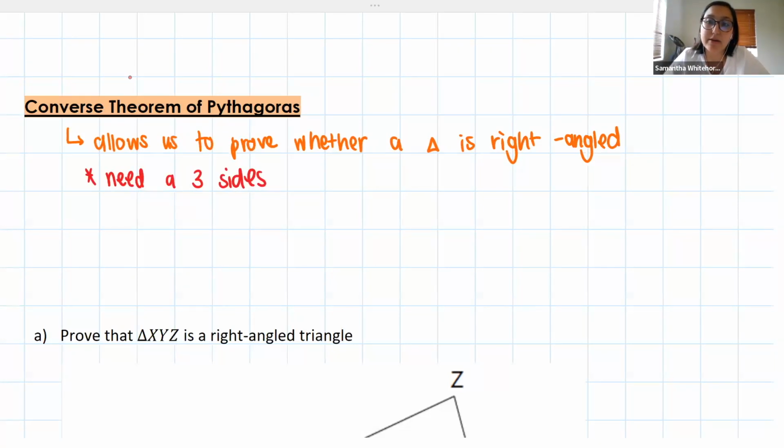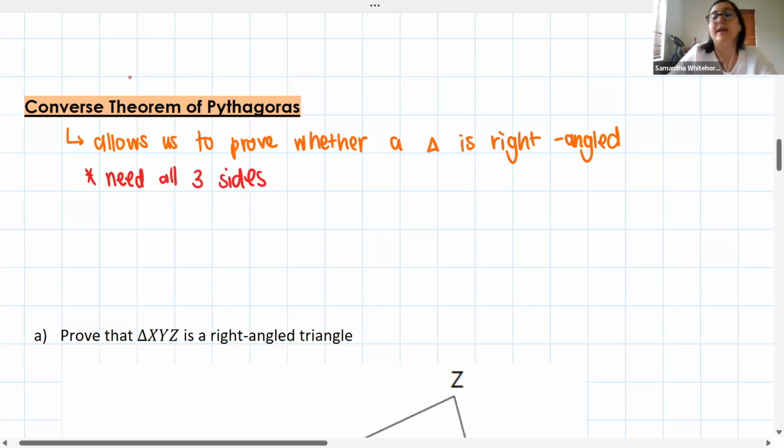So unlike Pythagoras, where I gave you two sides and you had to work out the third, you could only do that because all of our triangles were right angled triangles. However, now we don't know if it's a right angled triangle, we need to prove it. So again, the converse theorem of Pythagoras allows us to prove whether or not a triangle is right angled. And to do that, we need all three sides of our triangle in order to prove that it's right angled.